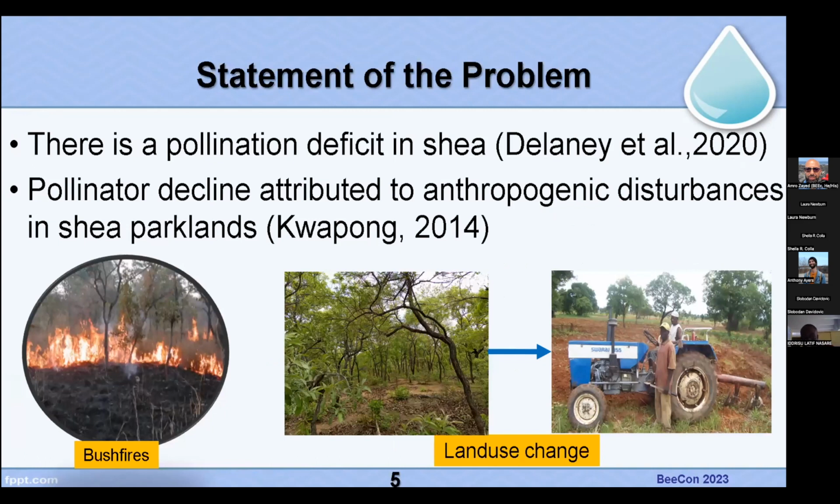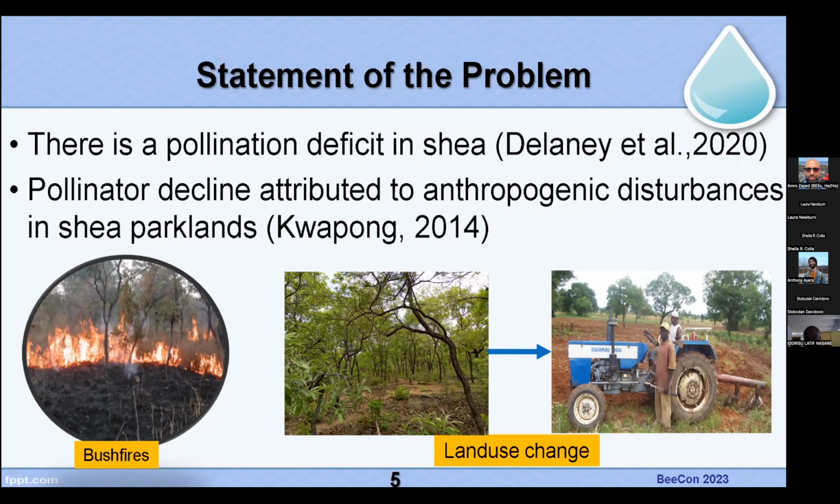Notwithstanding all this importance, there are pollination deficits being recorded in shea, and that is leading to reduced fruit yield. And this pollination deficit is linked to disturbances in the parklands that have reduced pollinator population.